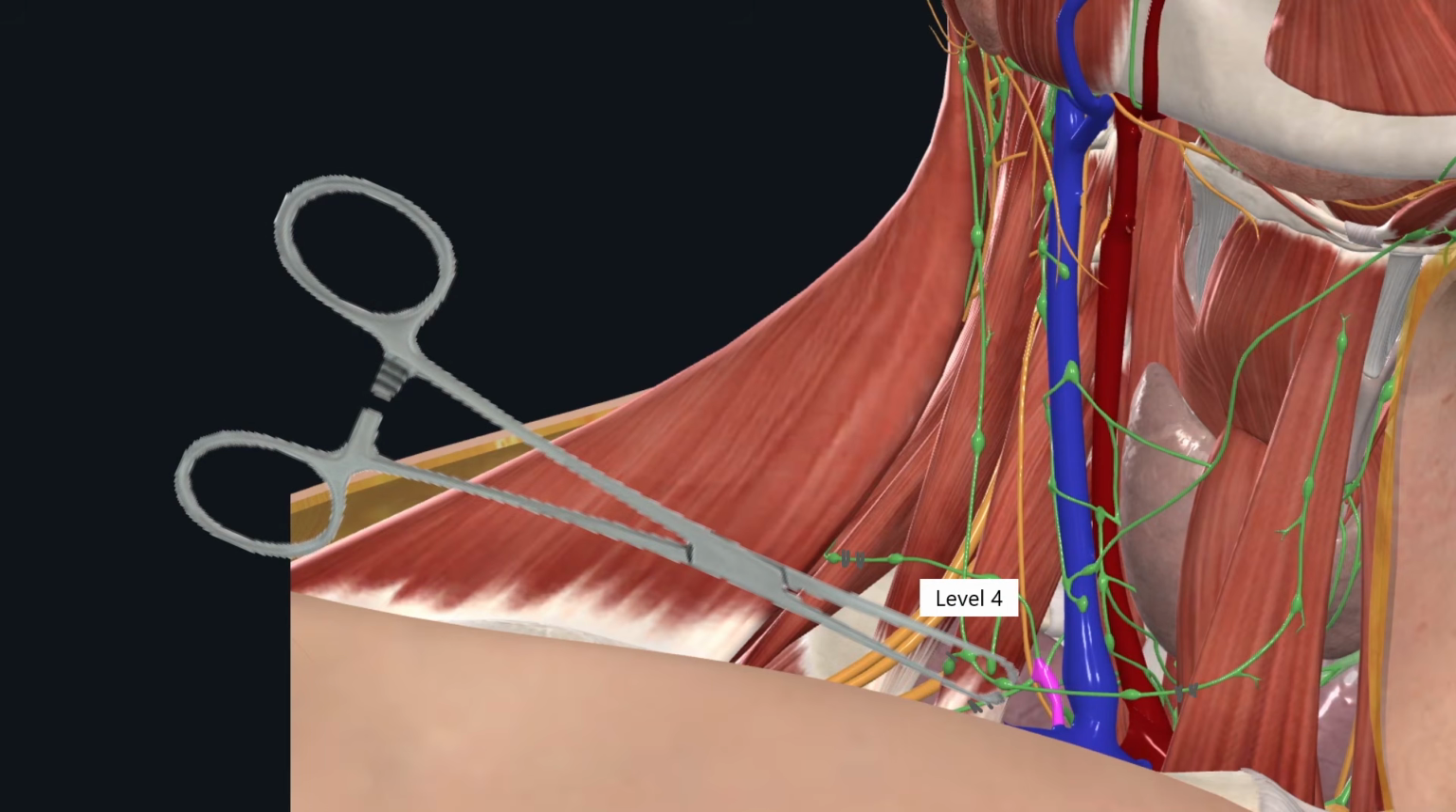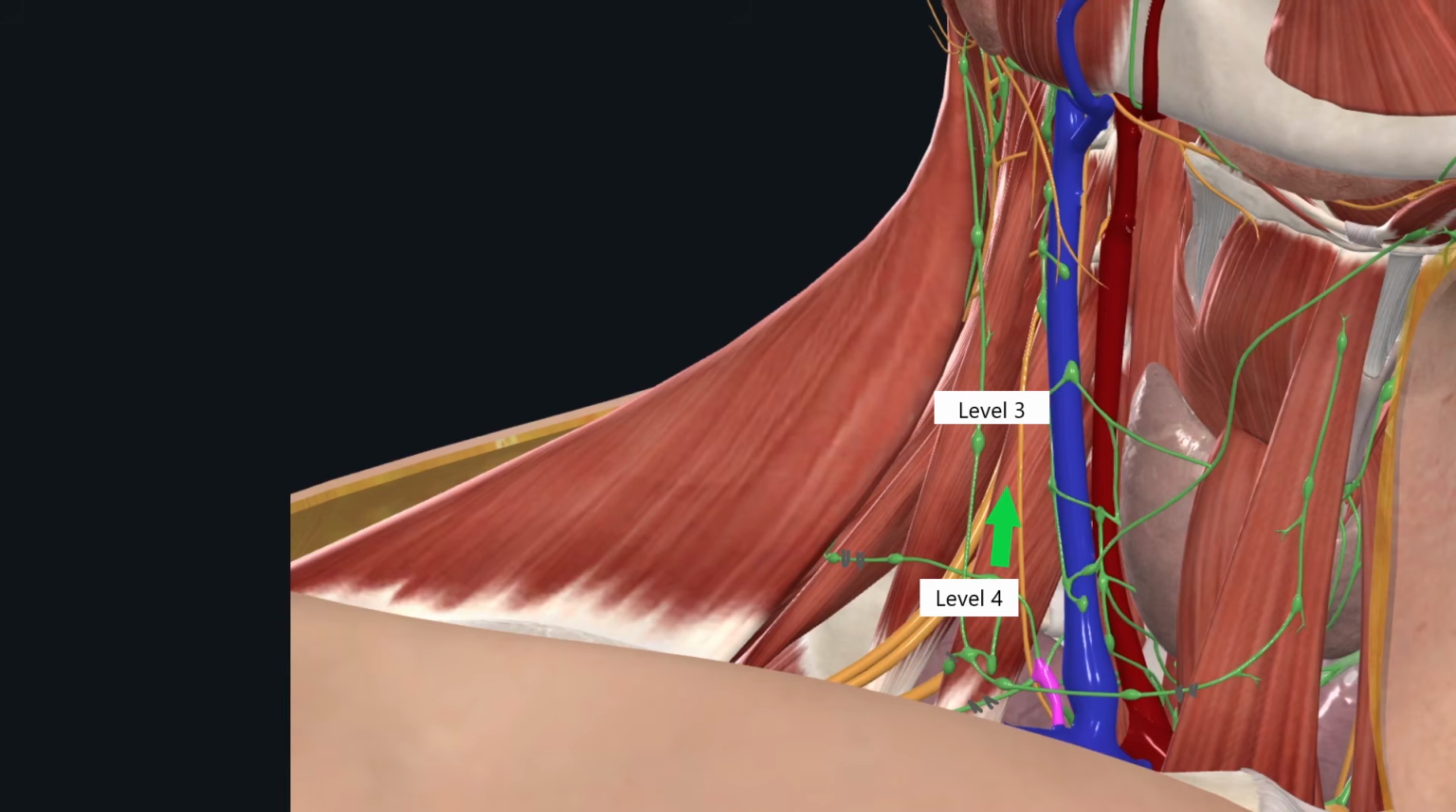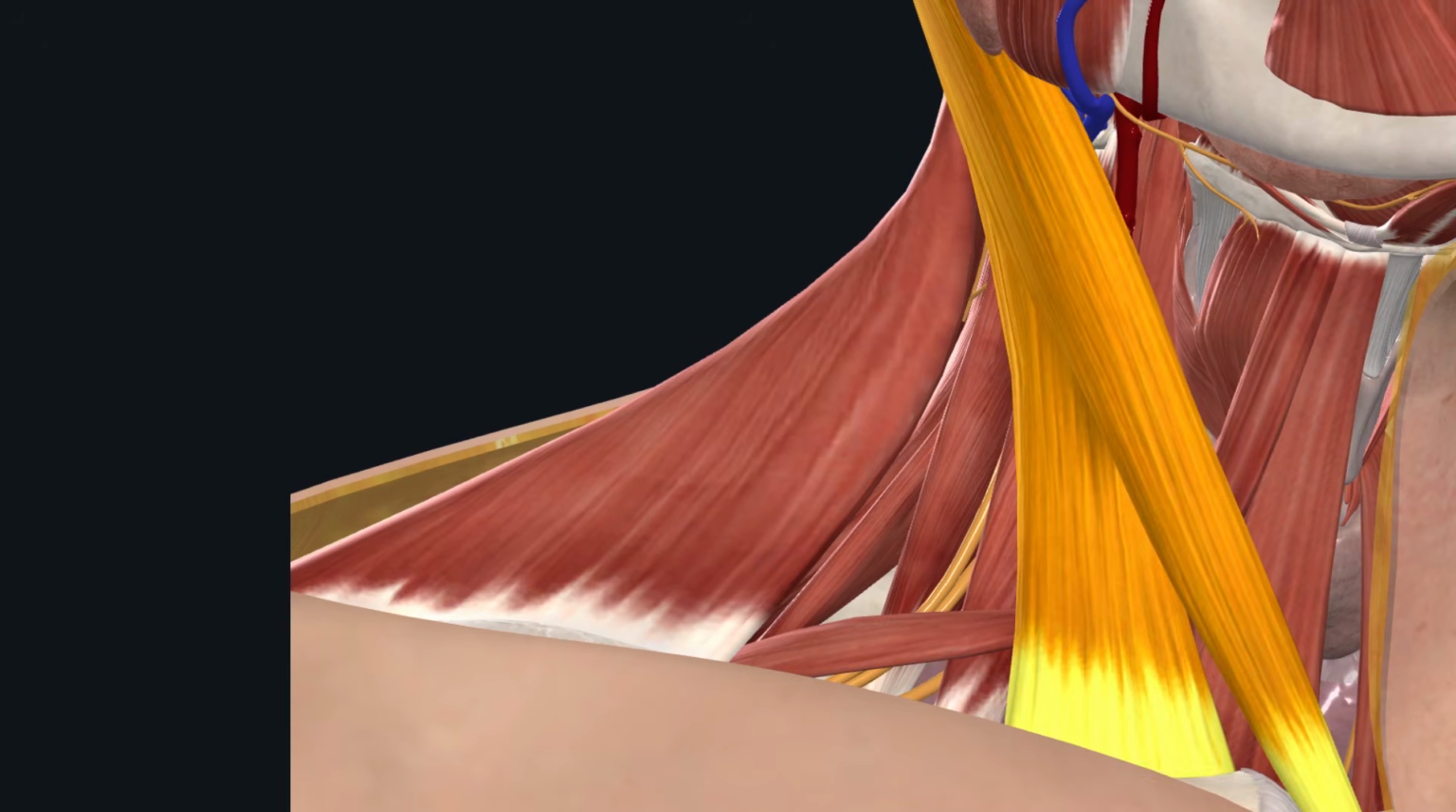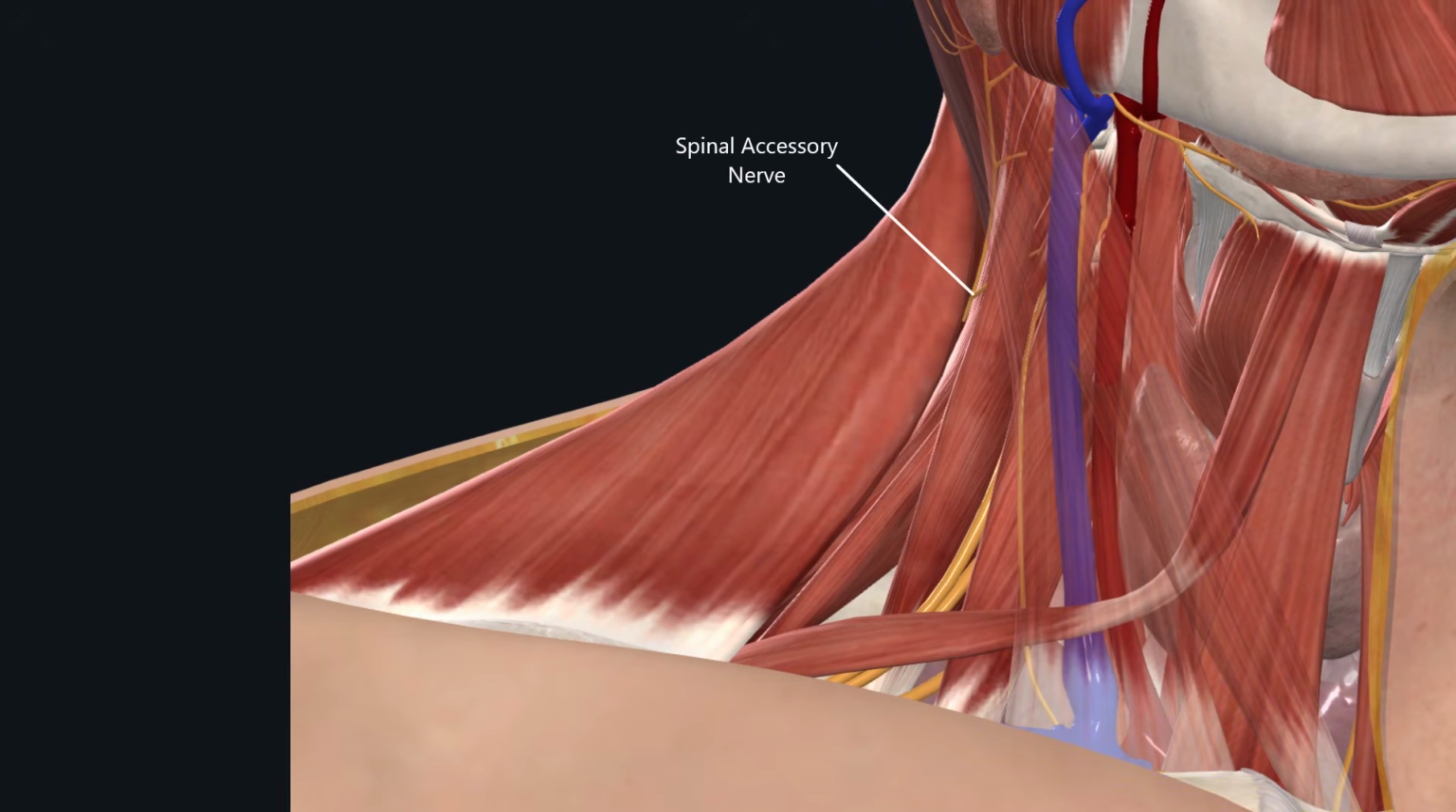Once you lift the content from level 4, you're going to sweep it up towards level 3 and remove it from the undersurface of the sternocleidomastoid muscle while being careful to not injure the accessory nerve. And if you have left level 2B content, you can come back and sweep the accessory nerve out of the way while you recruit the level 2B content and pass it off as specimen.